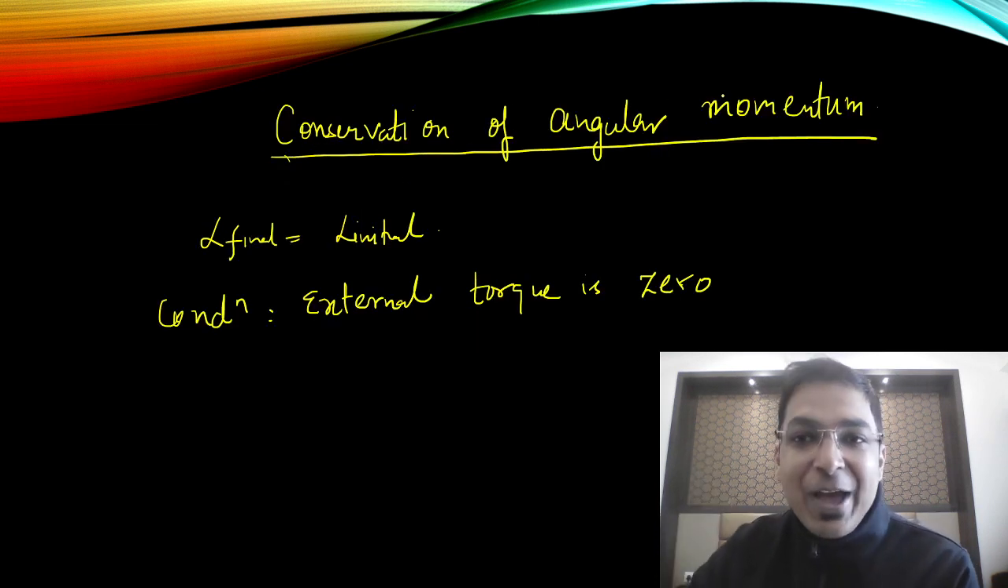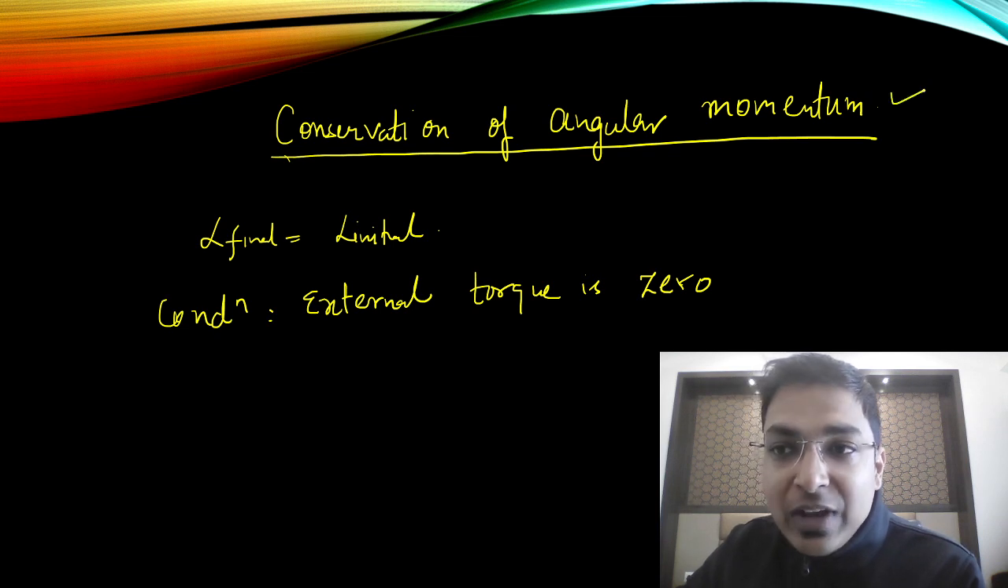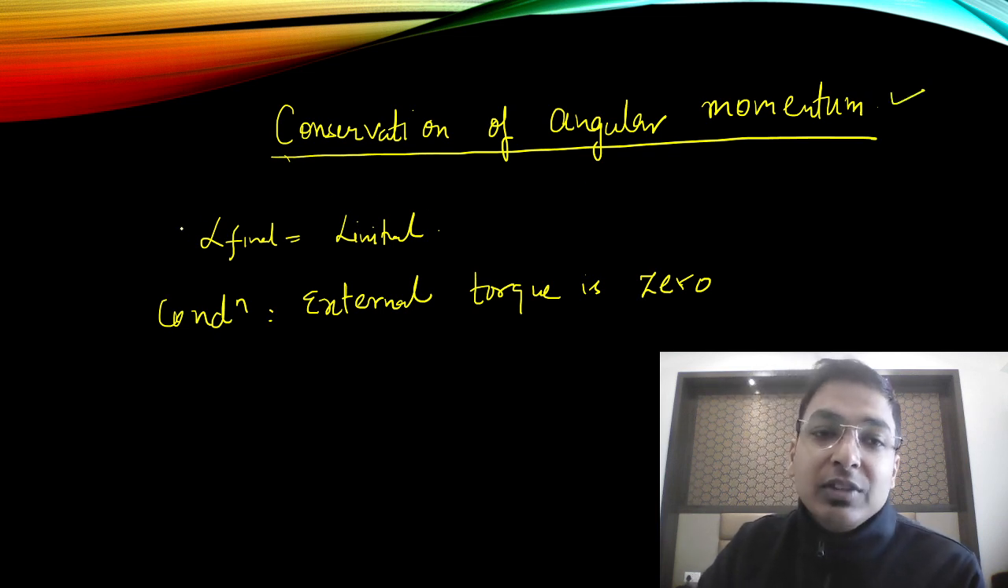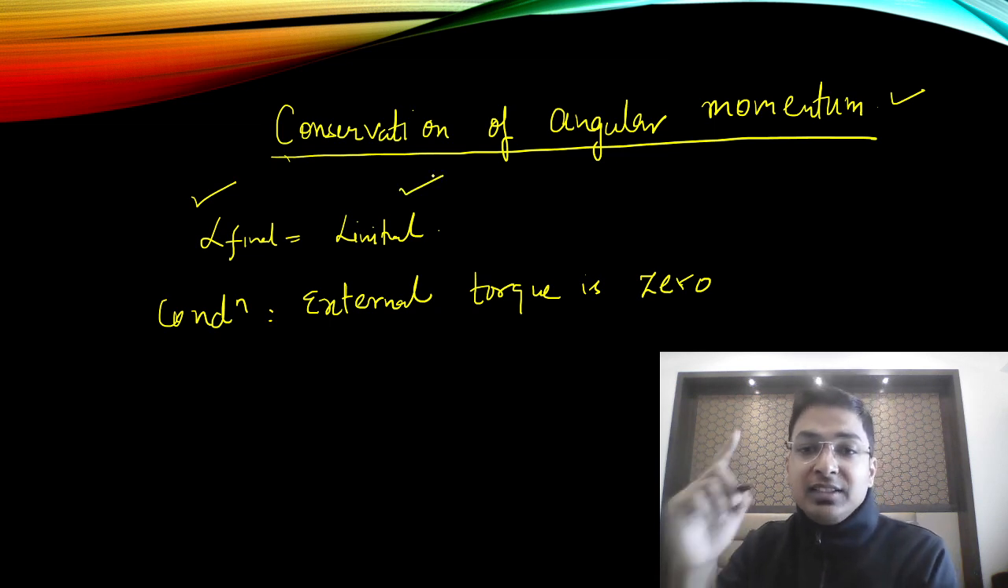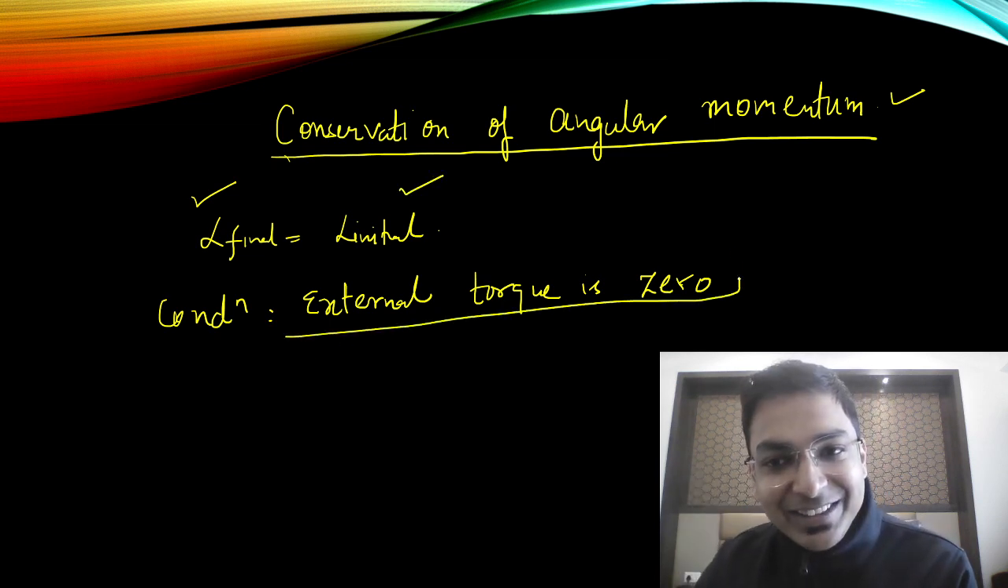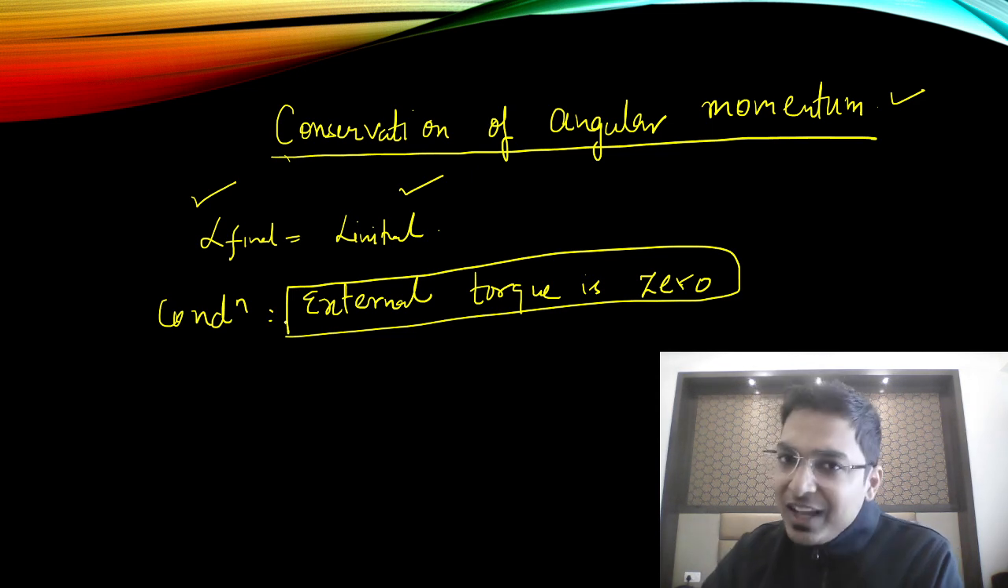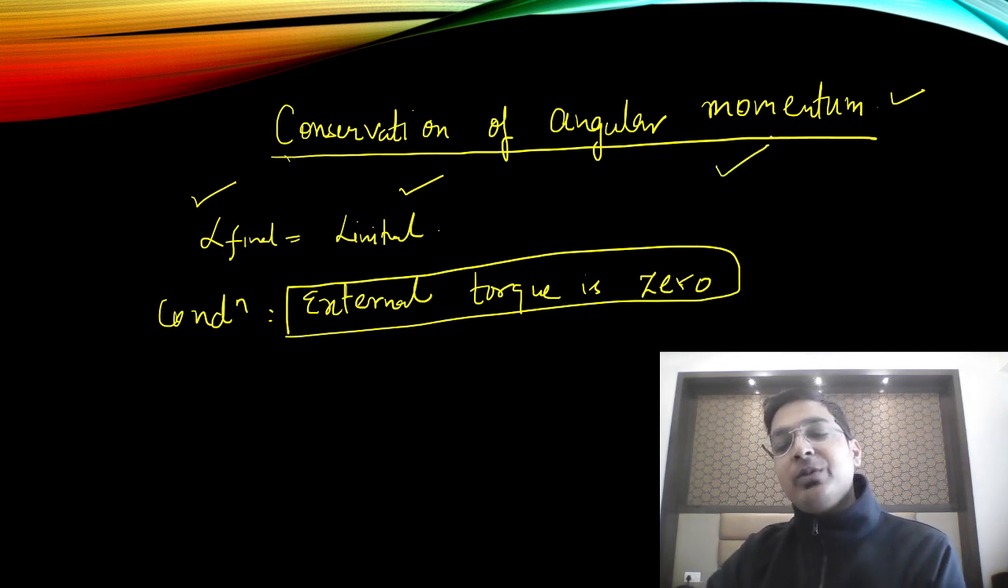Finally we have the conservation of angular momentum. The final angular momentum is equal to the initial angular momentum. And what is the condition? External torque is zero. Remember the condition: whenever external torque is zero, the angular momentum is conserved.